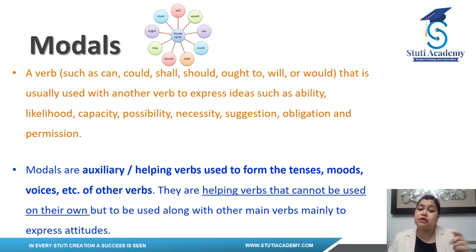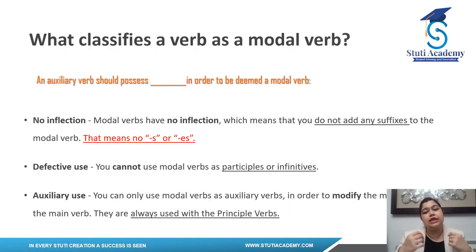Now modals are auxiliary verbs or helping verbs. These help the other verb to form tenses, moods, voices, and so on and so forth. As they are helping verbs, they need to help some other verb, so they cannot be used alone. And I repeat, they cannot be used alone. They have to be used along with another verb. So let's see what these modals are.